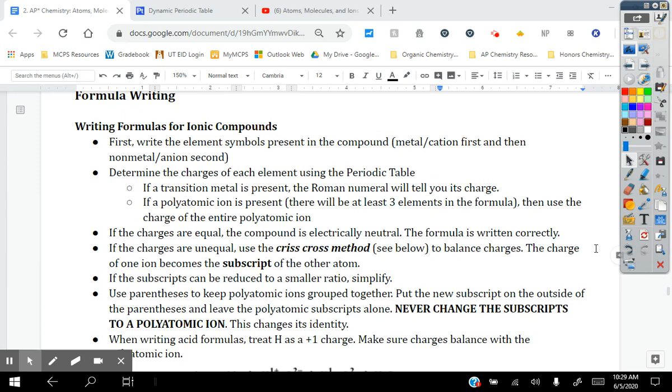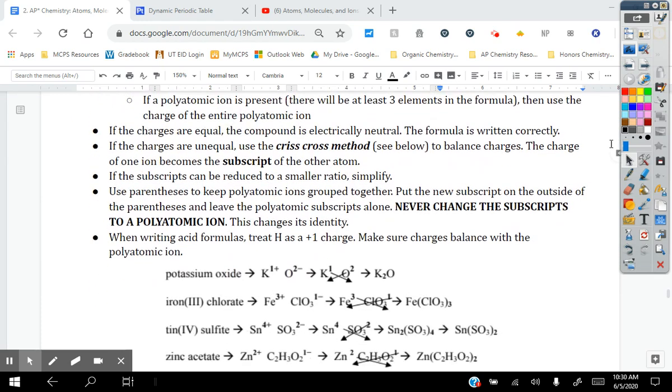Determine your charges using the periodic table. If you have a transition metal present, that Roman numeral will come into play. That will tell you the charge of the cation. If there's a polyatomic ion present, that means you got at least 3 elements in your formula. Use the charge of the entire polyatomic ion.